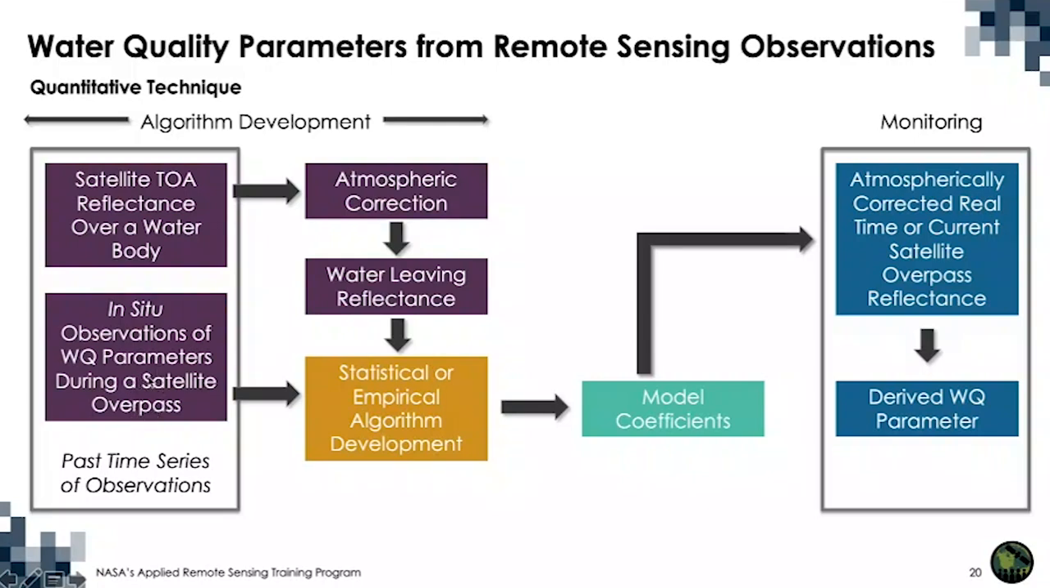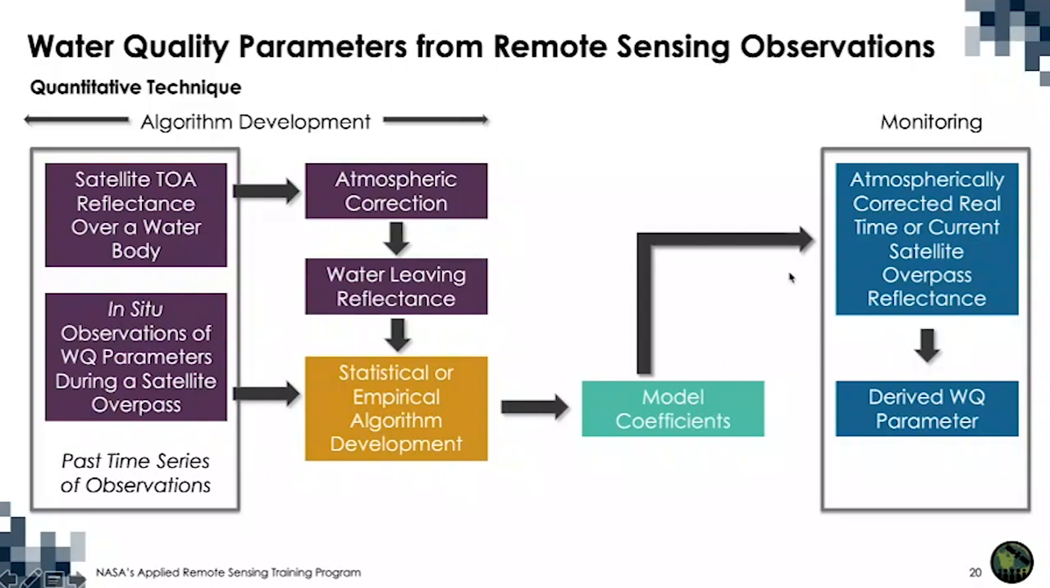This is important because the closer you are when the satellite overpass and in situ data are measured, the better the accuracy of relating satellite with in situ data. Based on this information, a statistical or empirical algorithm is developed to derive water quality parameters. And those model coefficients, or the model algorithm, are then preserved.